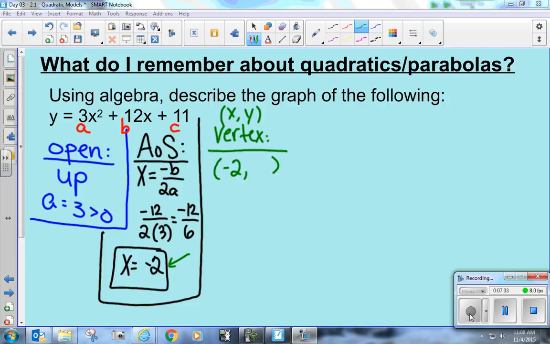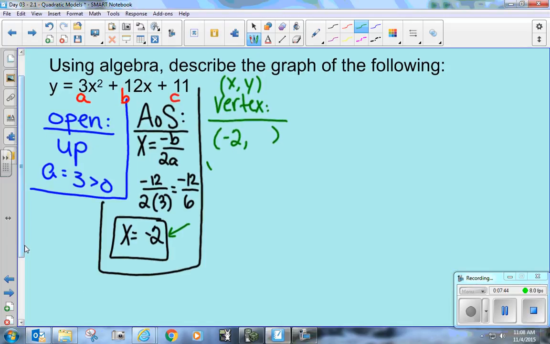I do that by plugging negative 2 into our equation. Thank you for saying parentheses. When we input this, I say y equals 3, and put the negative 2 in parentheses. Do not put the exponent in the parentheses with it, so you only square negative 2. You get a positive 4 times 3, that's 12. Plus 12 times negative 2, you get negative 24, plus 11. So 12 minus 24 plus 11 gives you negative 1. And that's your y value.